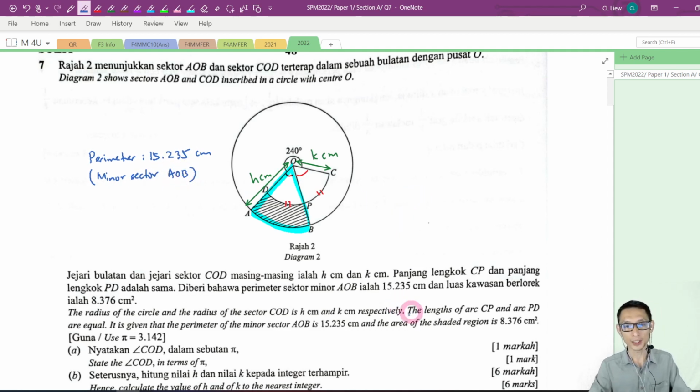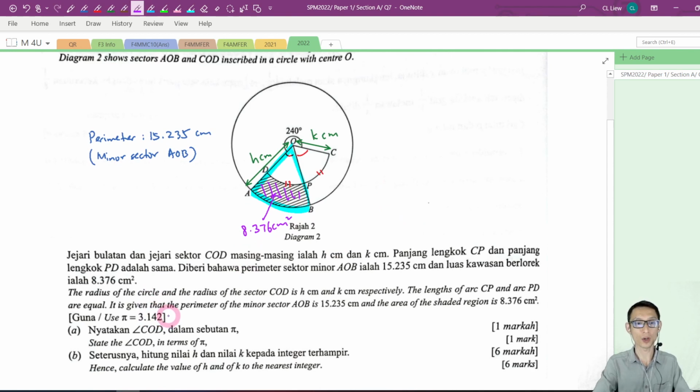Okay, and we have another information given here. The area of the shaded region, which is here, is 8.376 square centimeters, using pi equal to 3.142. Now let's solve these two questions.